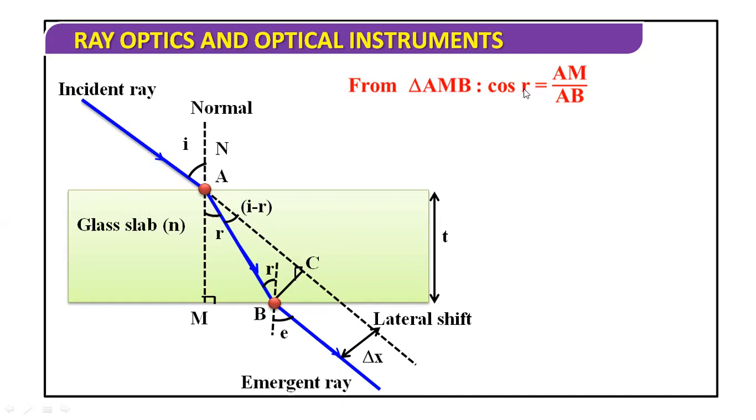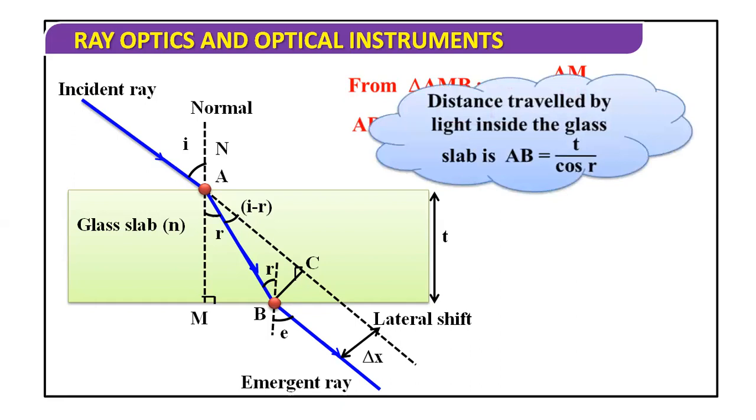So cos R is equal to AM upon AB. So base upon hypotenuse. Base is AM and hypotenuse is AB. So we are interested in this hypotenuse AB. So AB is equal to AM upon cos R. And now what is this AM? Basically, it is the thickness. It is equal to the thickness of the glass slab. So AB is equal to T upon cos R.